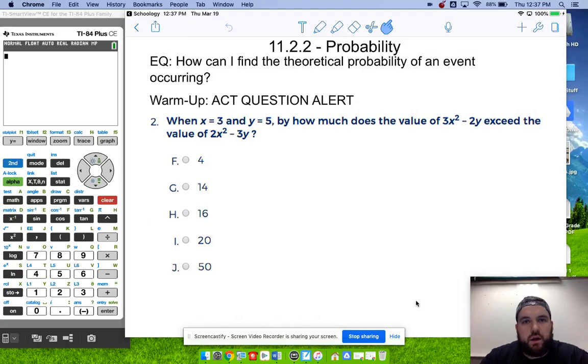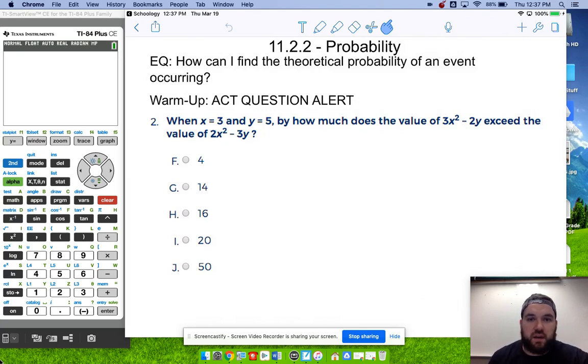Hey. So going to jump right in. Section 11.2.2, day two of probability. The first part was all talking, kind of defining what probability is and talking theoretical versus experimental. And now we're going to see how we can use that in everyday situations.